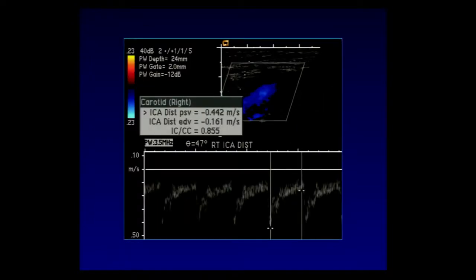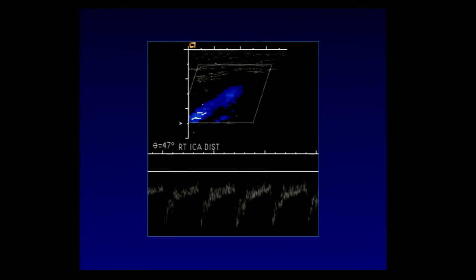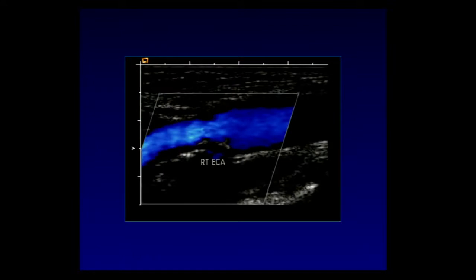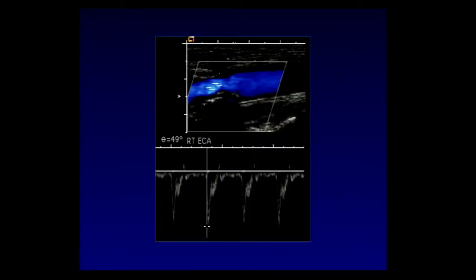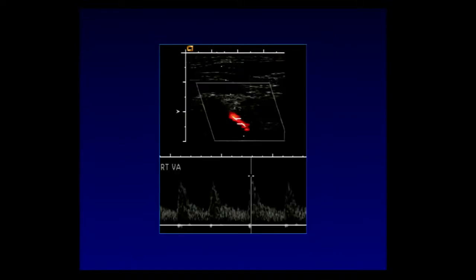And then here's the distal ICA. And again, an evaluation of the actual angle. All these need to be angle corrected. And then this is the ECA and peak systolic velocity measurement in the ECA. And that's a normal standard carotid. And then here's the vert.